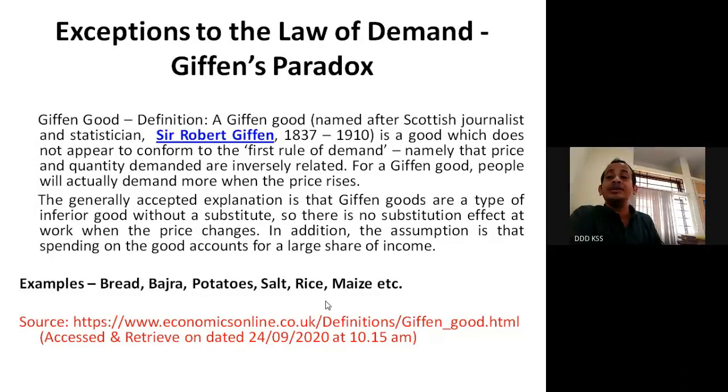Exception to the law of demand means it is not following the law of demand. It is different from the law of demand. And what is the law of demand? If price increases, demand decreases. If price decreases, demand increases. So this is the law of demand. And in case of inferior goods like rice, salt, potatoes, bajra, wheat, maize, even bread, the law of demand does not work. These are considered an exception to the law of demand.